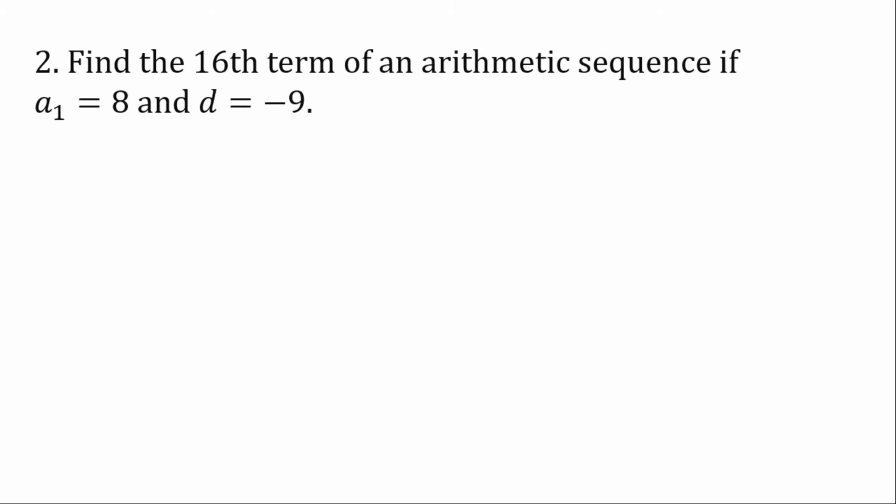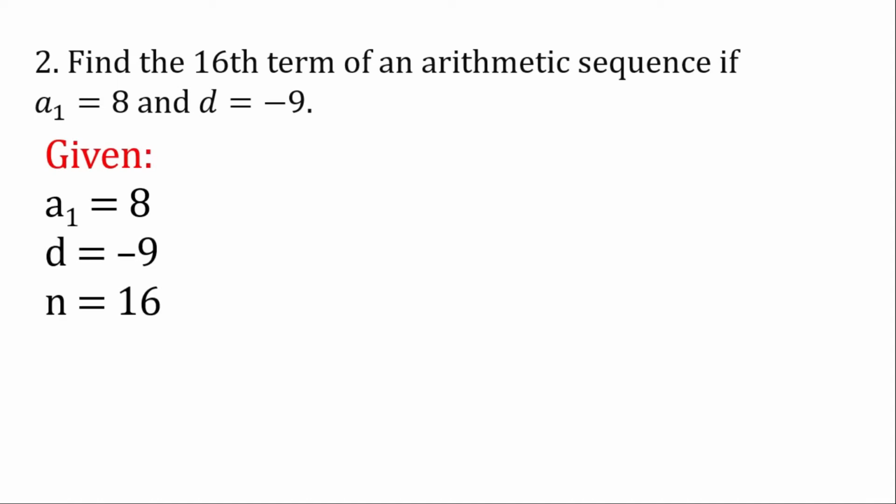For problem number 2, find the 16th term of an arithmetic sequence if a sub 1 is 8 and the common difference is negative 9. So we have our first term as 8 and common difference as negative 9. Same method, just like for number 1, just list all the givens that we have. At first you may be confused, where do I get the value of 16 for n? That is because we're asked to find a sub 16, or the 16th term. So that's why we have 16 for the value of n.